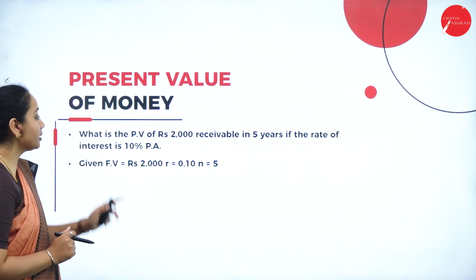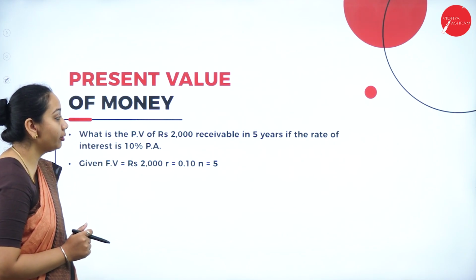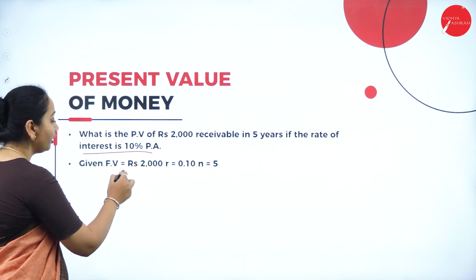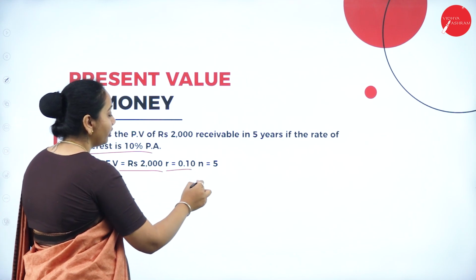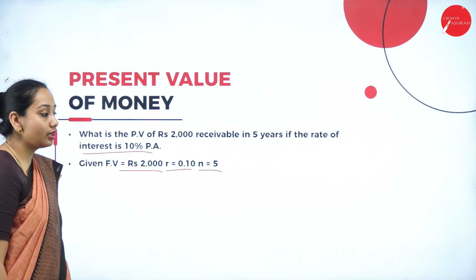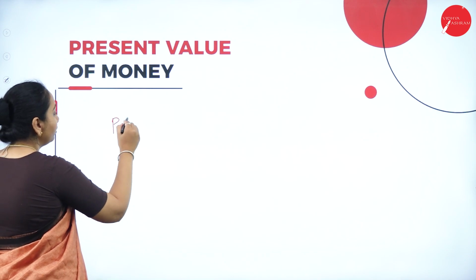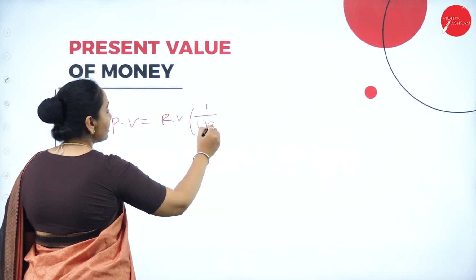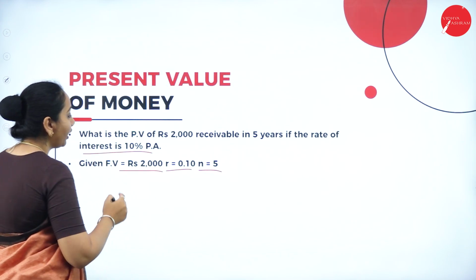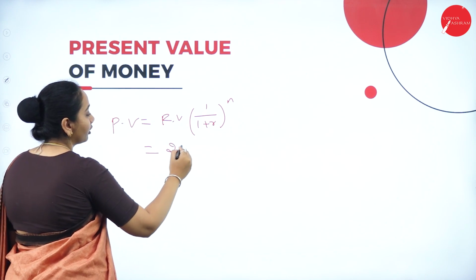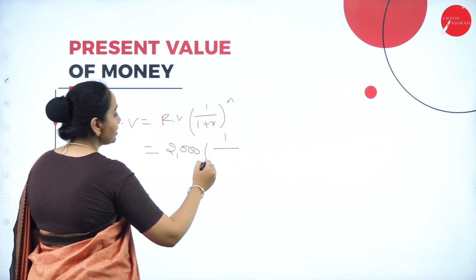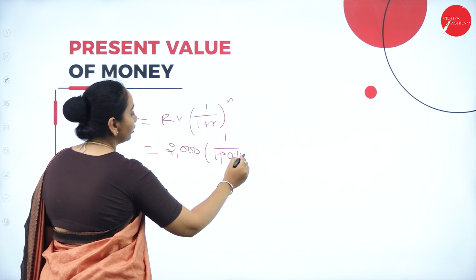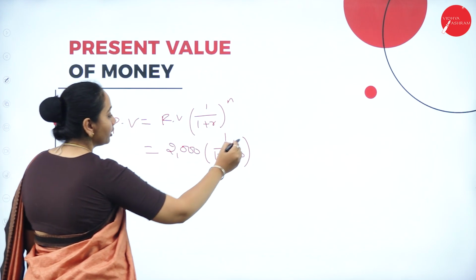So next question: what is the present value of rupees 2,000 receivable in 5 years if the rate of interest is 10%? So given future value is 2,000 rupees, rate of interest is 0.10, n is equal to 5. So present value is equal to future value into 1 divided by (1 + r) to the power of n. So future value is 2,000 rupees divided by 1 plus r, which is 0.10, to the power of n, which is 5 years.